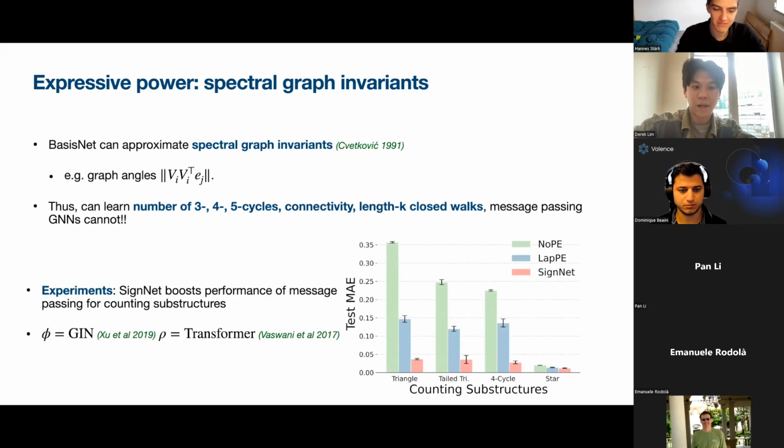But yeah, we just did experiments on counting substructures, so counting subgraphs in synthetic graphs. And what we find is that Laplacian eigenvectors actually help quite a bit. This is with sign flipping data augmentation, but SignNet boosts the performance a lot on top of that. So SignNet does really well for counting substructures, as maybe the fact that we can compute spectral graph invariants suggests.